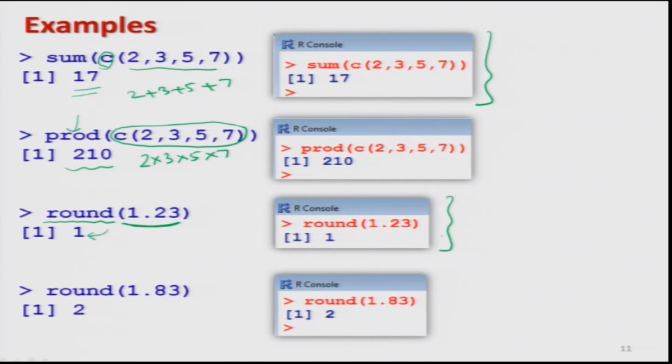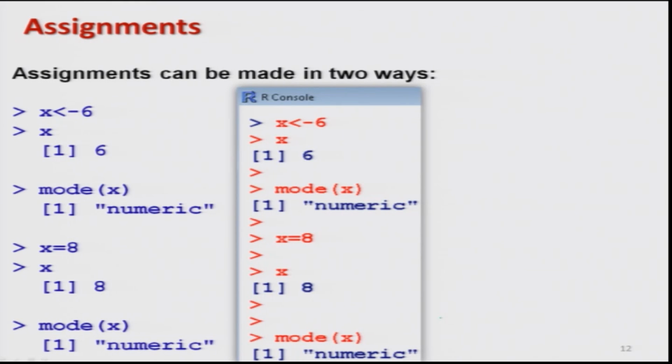And similarly, if you want to find out the round off value of 1.83, then definitely it is more than 1.5. So, it is going to be 2, and if you run this command in R, you get the answer 2, and this is the screenshot of this function. So, you can see all these functions, sum, product, round off, can be directly operated over R without any problem, right.